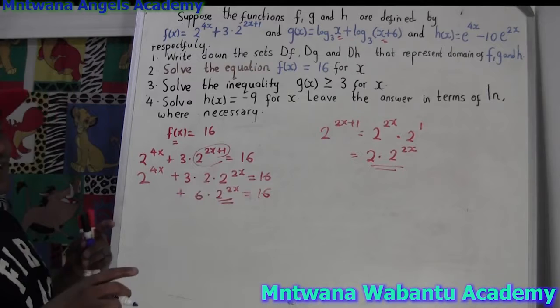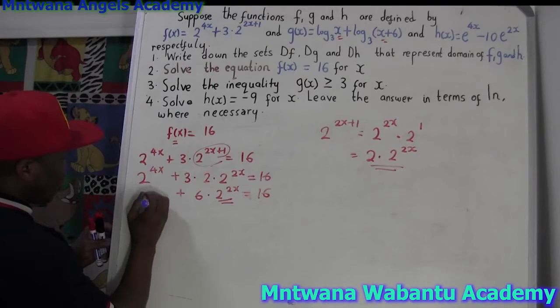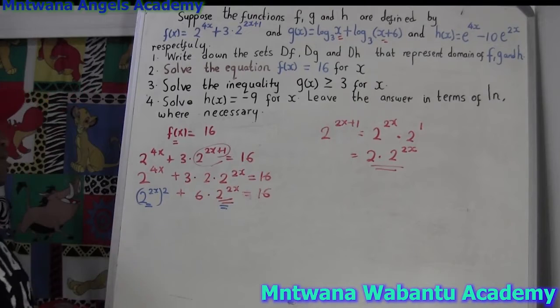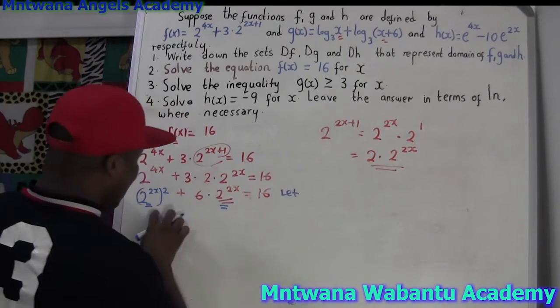Whenever you have this type of question, try to make something look alike. So this is, let me say, 2x power what? Power square. Can you see? This looks like that. So for that case, since they look alike, I can let. You know what I'm saying? I'm going to let. So let. These are the look alike.